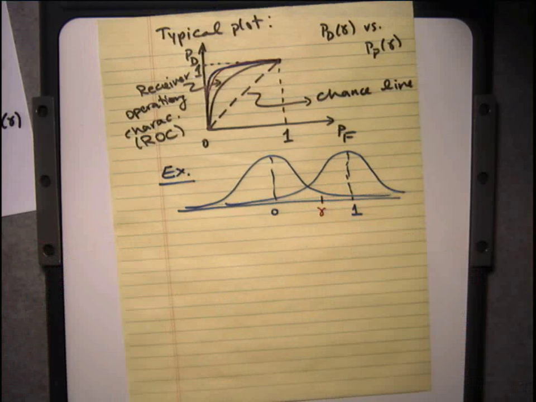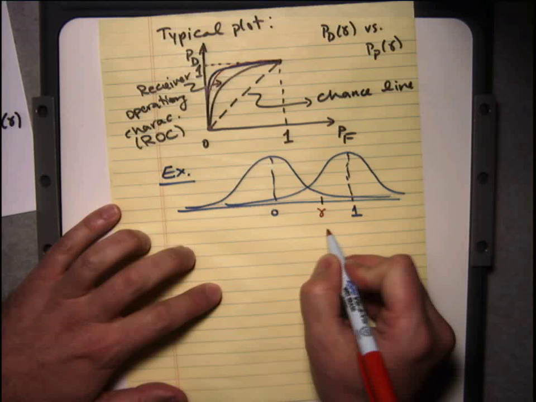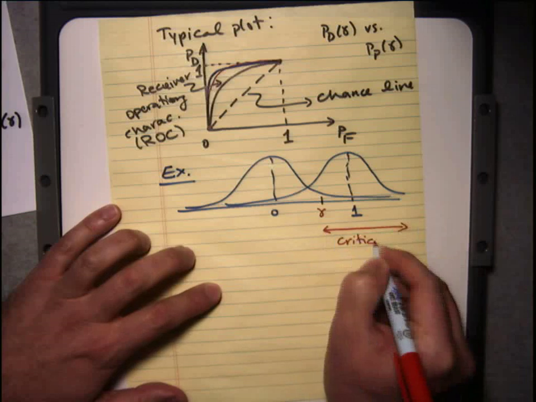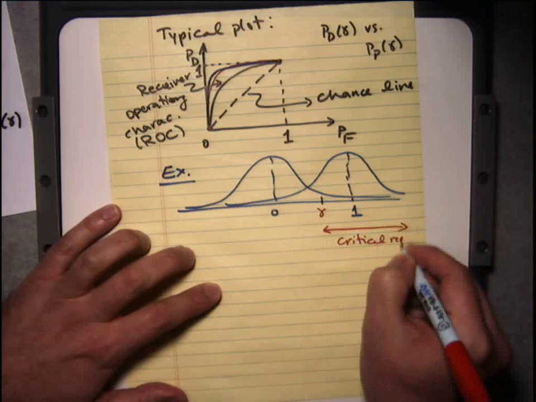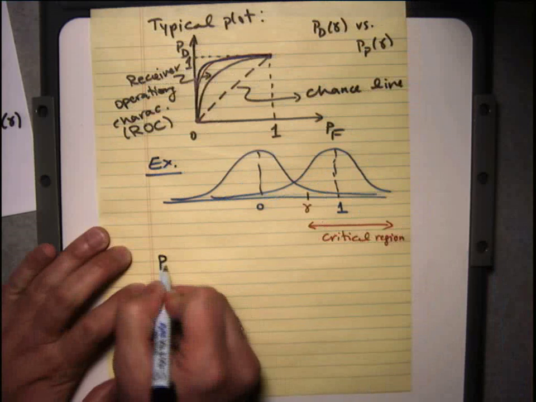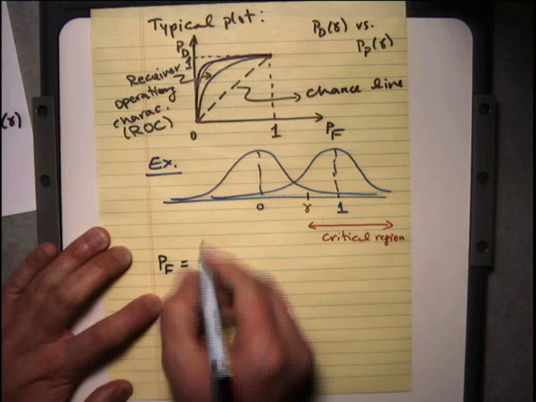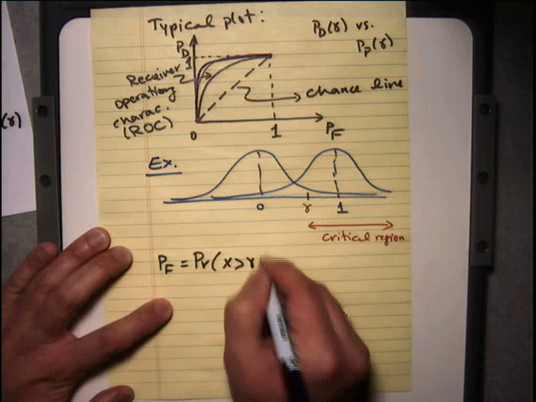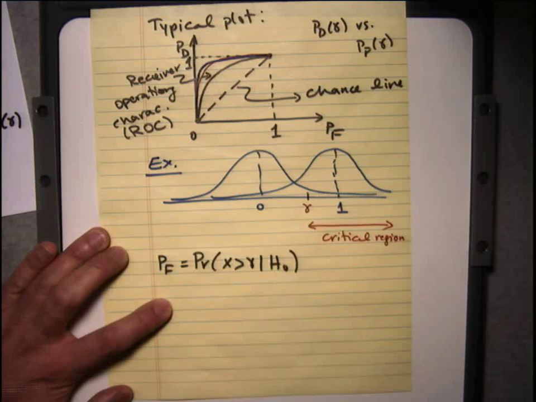Okay, we usually make a definition. We call the region to the right of gamma the critical region. Okay? Now with this definition, let's write down the probability of false alarm and the probability of detection. Probability of false alarm is the probability that x is bigger than gamma, given H0. Okay?